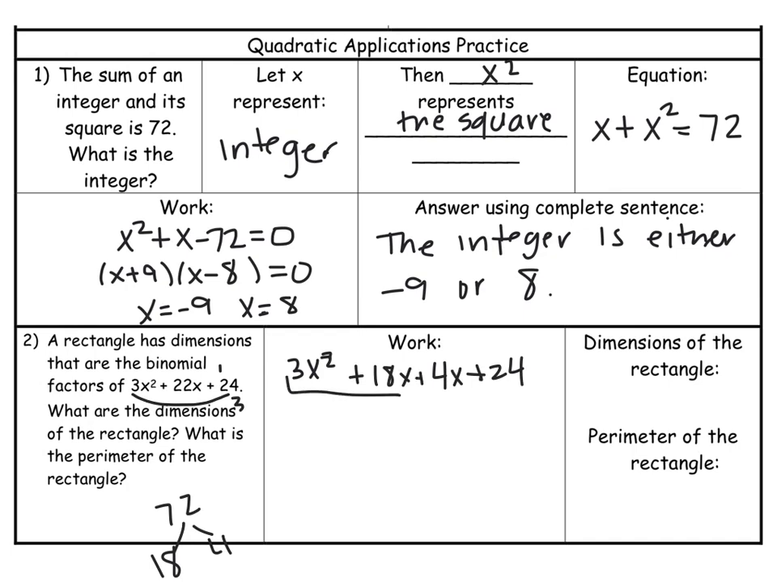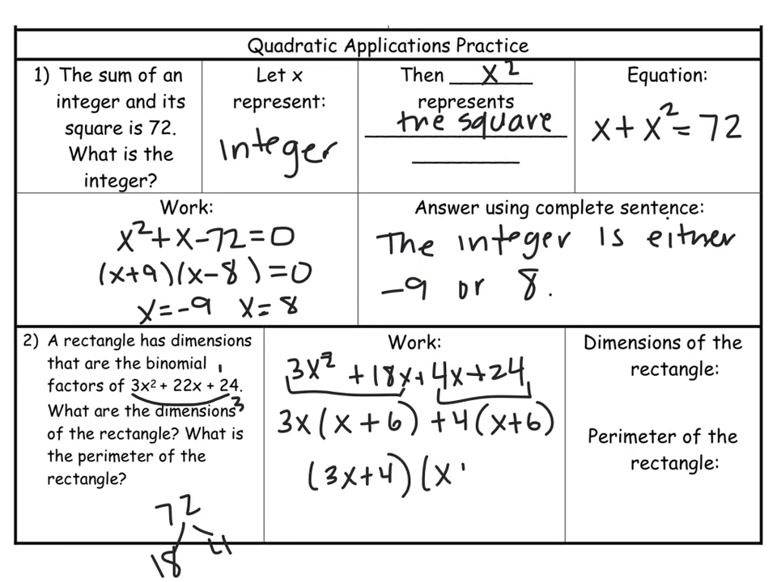And then I'm going to factor by grouping. So I can factor a 3x out of the first one, and that leaves me with x plus 6. And I can factor a 4 out of the second one, which leaves me with x plus 6. So my factors are 3x plus 4 and x plus 6. So those are the dimensions.